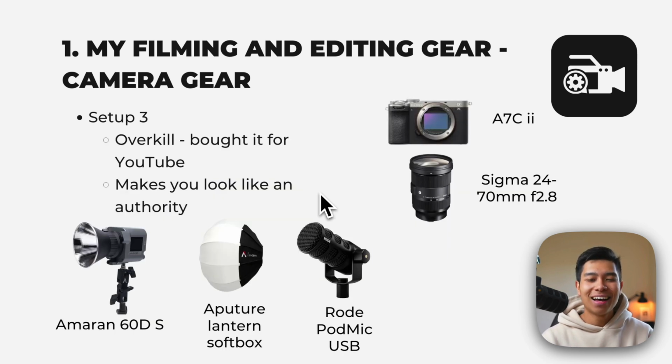And what I'm using to film right now is the A7C Mark II, the Sigma 24-70 f2.8, the Amaran 60D S, which is the light right here, and the Lantern softbox is the thing I'm using to diffuse the light, and this is the Rode PodMic USB. This is a bit overkill. I bought this for YouTube.